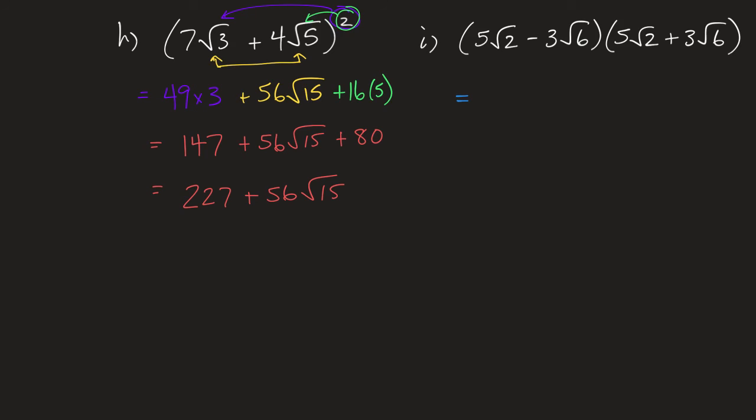Now, maybe we put the blinders on and we did something like this. Okay, 5 root 2 times 5 root 2. 5 times 5, root 2 times root 2. And then we went, there's my outsides. So that was a positive 15 root 12. Then we went, there's my insides, a negative 15 root 12. And we didn't really focus in on the fact that those are going to cancel. That's okay.